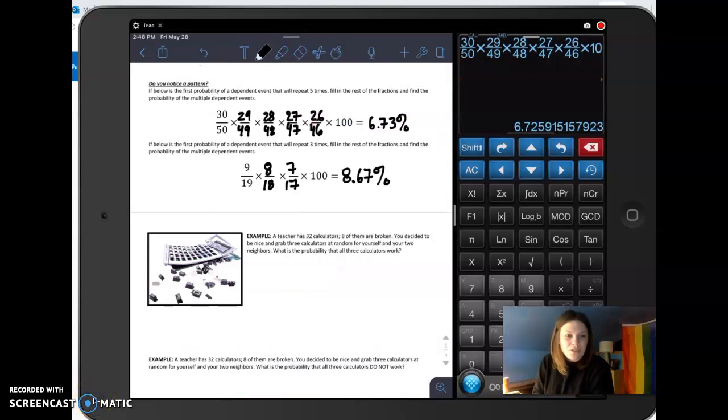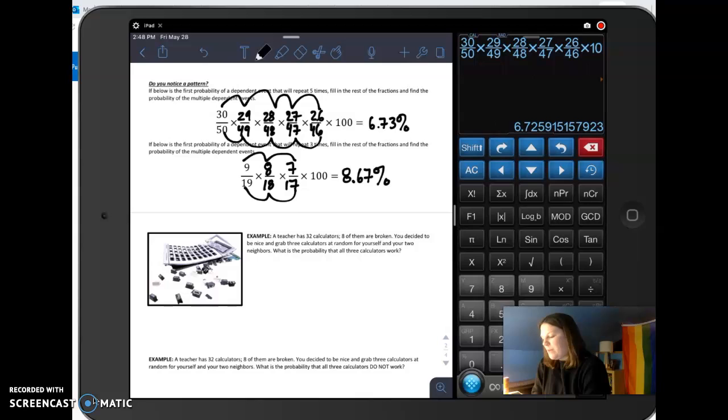All right, so hopefully you're feeling successful on that. Notice how all my numbers just go down by 1. Go down by 1. Same with this, go down by 1, go down by 1.